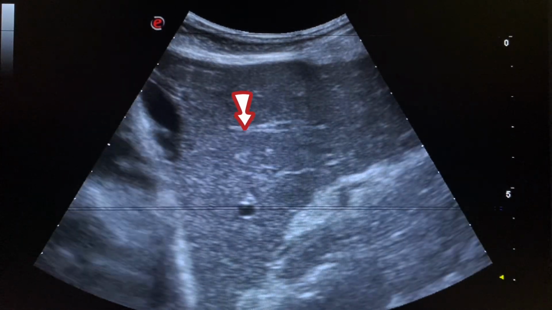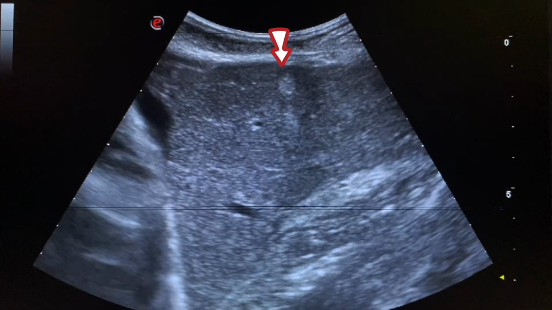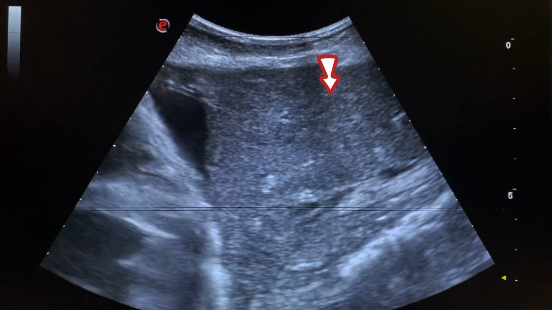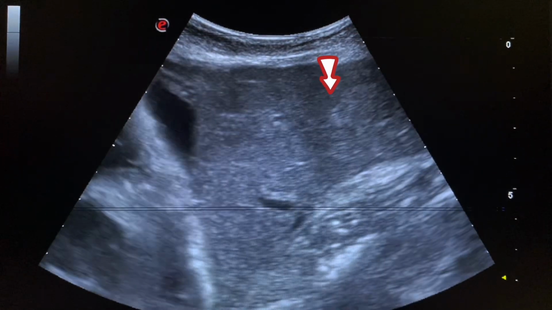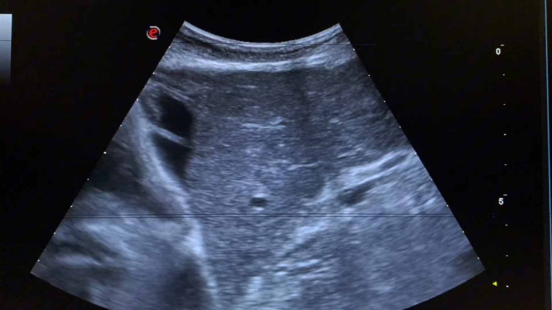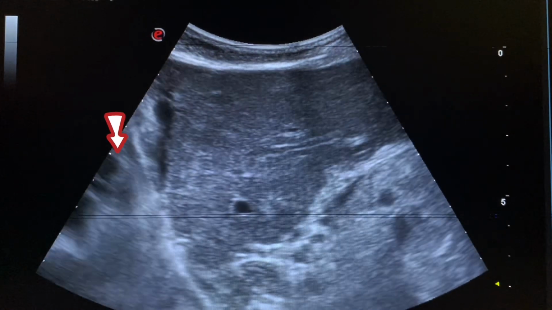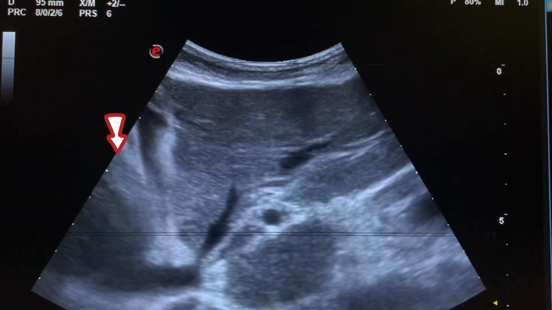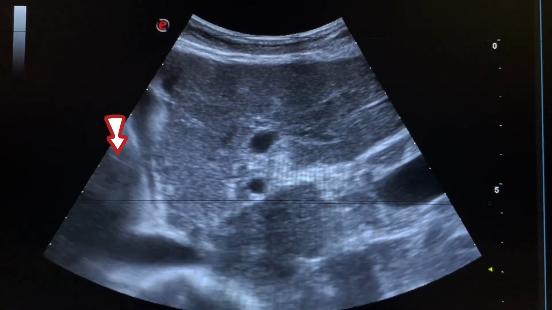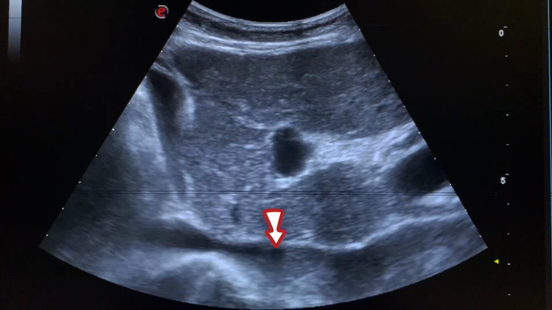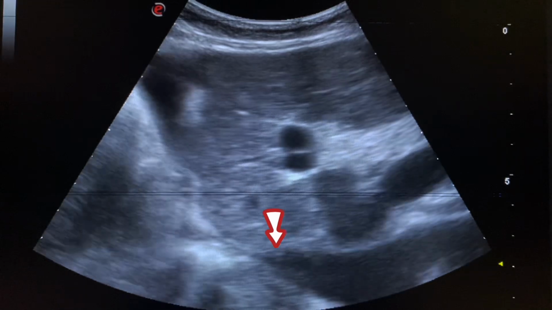Here we see multiple focal lesions also present in the right lobe of the liver. Here we see the heart, and this is the inferior vena cava.